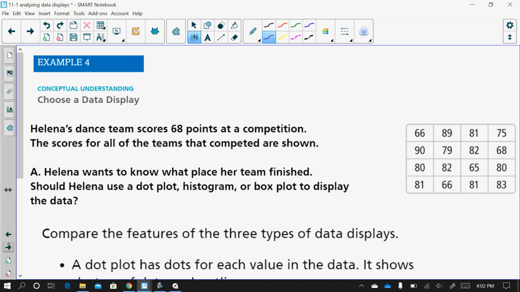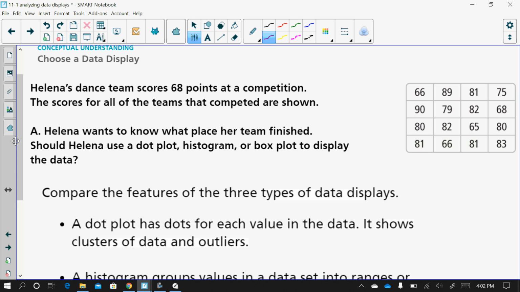All right, another example. We got to pick a data display this time. Helena's dance team scored 68 points at a competition. The scores for all the teams that competed are shown. Helena wants to know what place her team finished. Should she use a dot plot, a histogram, or a box plot?